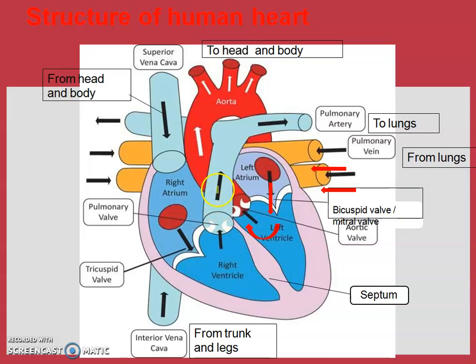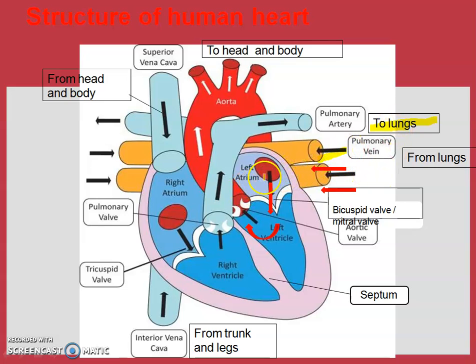Because it goes out from the heart, it is an artery, and because it goes into the lungs, its name is pulmonary artery. Now it goes into the lungs. The work of the lungs is to purify it, which means remove the carbon dioxide and enter oxygen into the blood. That blood will come through the pulmonary veins.